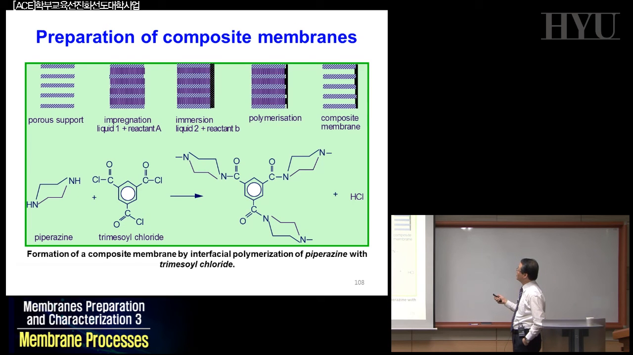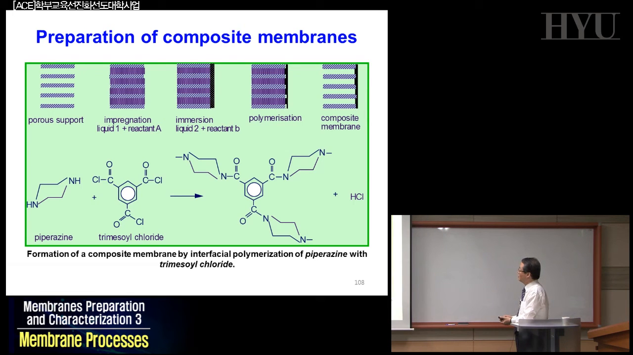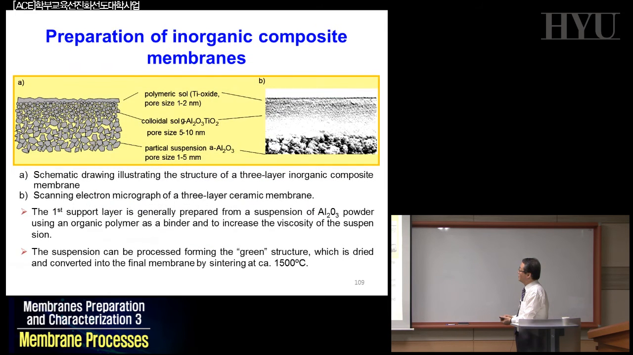So this black part is the interfacially polymerized area, this region. This polymer is coated on top of here, whereas the excess solution will be washed out from your support layer, so that you leave only the thin film composite polymer. This way you can do it, and another way of making the thin layer is by using an inorganic composite membrane.